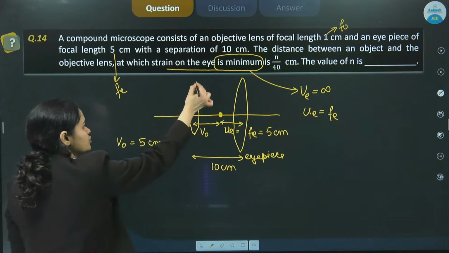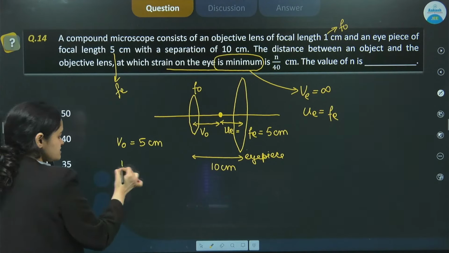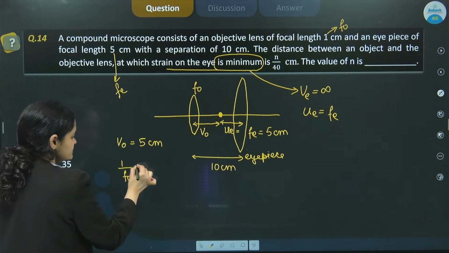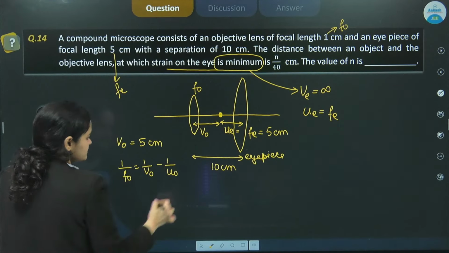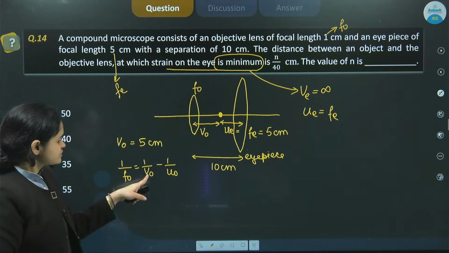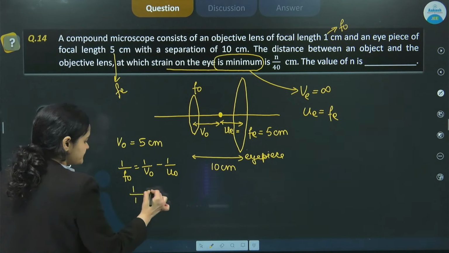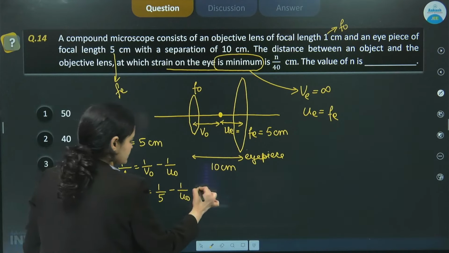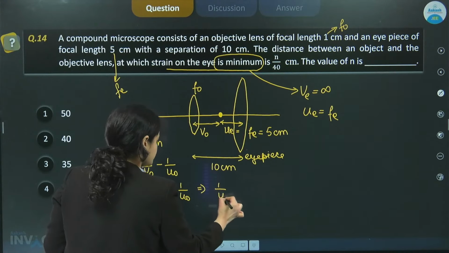Now we already know the value of FO. हमें UO निकालना है. तो we can apply for the objective, 1 upon F naught is equal to 1 upon V naught minus 1 upon U naught. ठीक है? So V naught is known to us. U naught हमें calculate करना है. So this is 1 upon FO equal to 1 upon 5 minus 1 upon U naught. Right, so this is giving us 1 upon U naught.